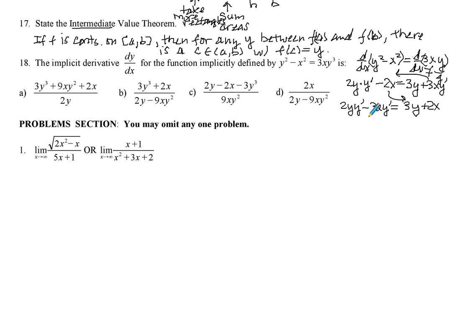And then notice we got a common factor of y prime. So pull out that common factor. 2y is left here, minus 3x is left here. Right hand side still the same, 3y plus 2x. And now divide off this multiplier. Divide off 2y minus 3x on both sides. And these guys cancel. That just leaves us with y prime. So 3y plus 2x over 2y minus 3x.